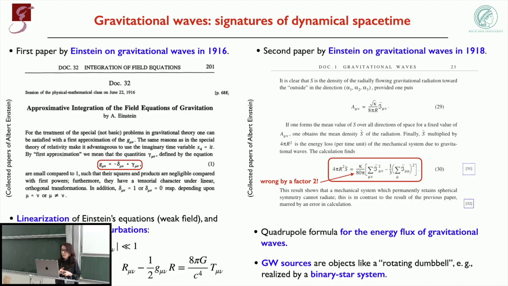For this reason, gravitational wave sources can be emitted by kind of rotating dumbbells, like a binary of two stars. Of course, at the time, Einstein did not think about a binary star, because at the time, people didn't know that binaries even existed. But of course, this has been realized later on.